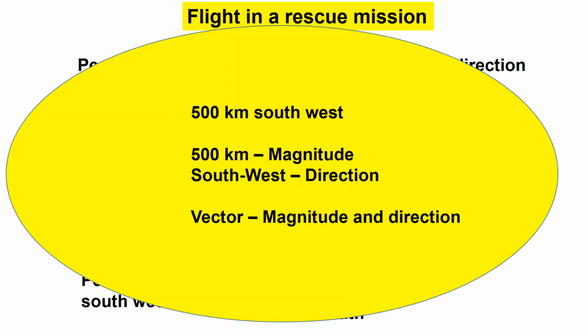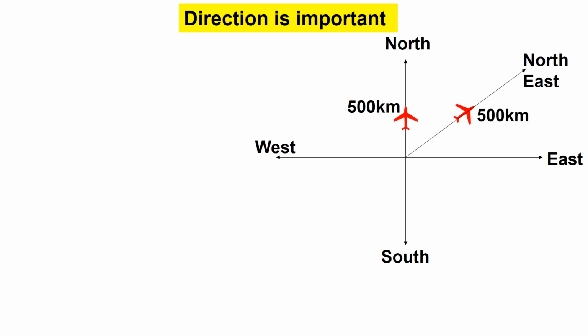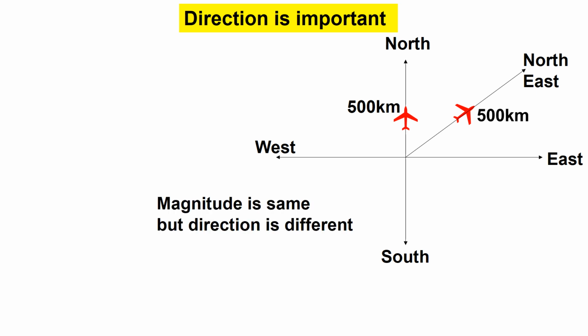There are some physical quantities that are associated with magnitude and direction. In this example, 500 kilometers represents the magnitude and southwest is the direction from the airport. A vector is a quantity that is associated with magnitude and direction. The direction of a vector is very important in vector physics. As an example, a flight to the north and a flight to the northeast have different destinations. In this case, the distance is the same but the direction is different.